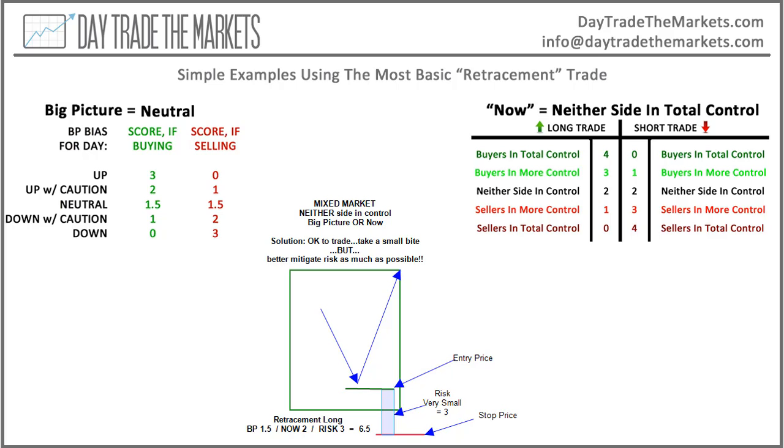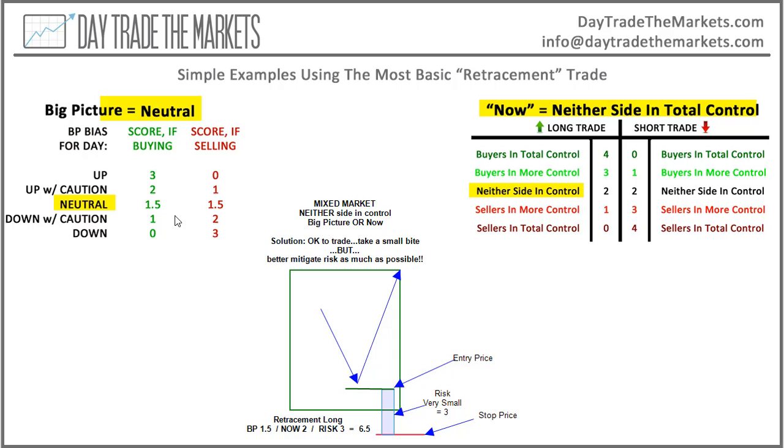Let me give you just another example as well. Same thing, more of a mixed market here, and then we'll get on. But let's say our big picture is neutral. We don't really have a bias on the big picture. And let's say that same thing on the day. It's a choppy day. There's just not a lot of dominance from one side to the other. So let's say our now is that neither side is in control. Okay, and we're going to say that we're looking for a long trade again.